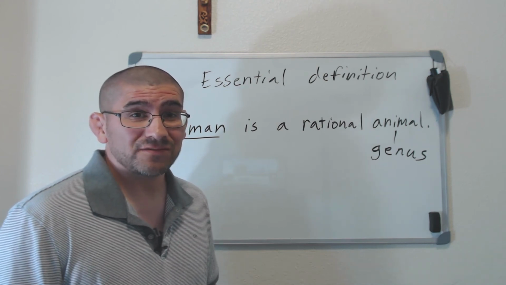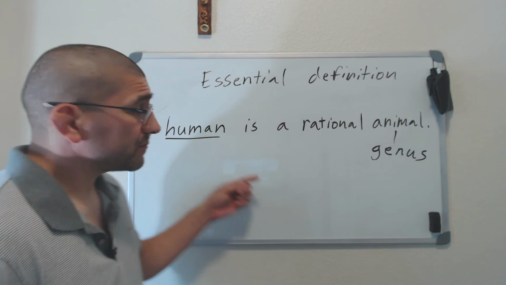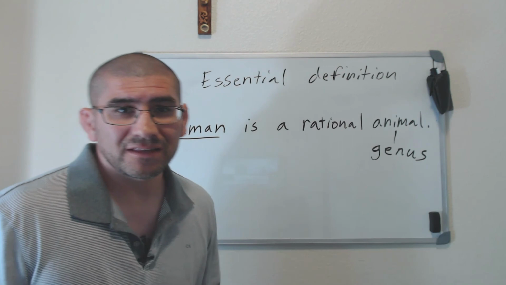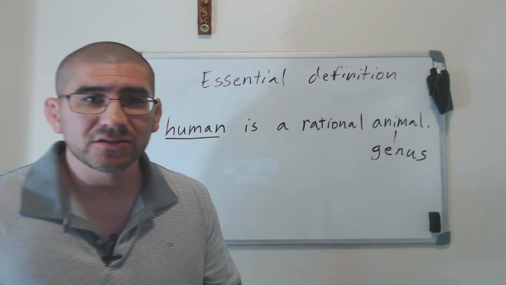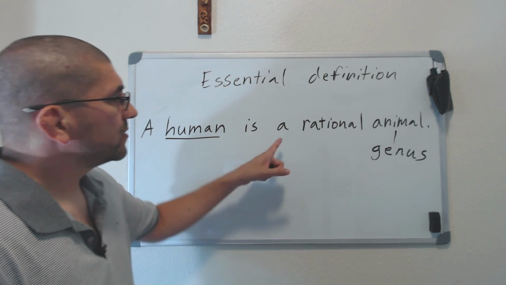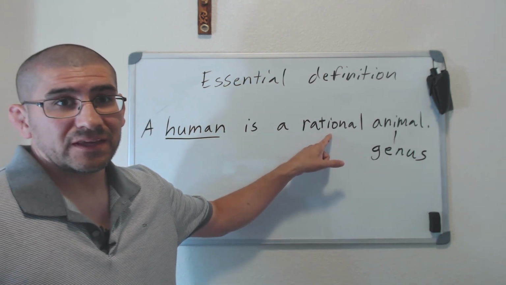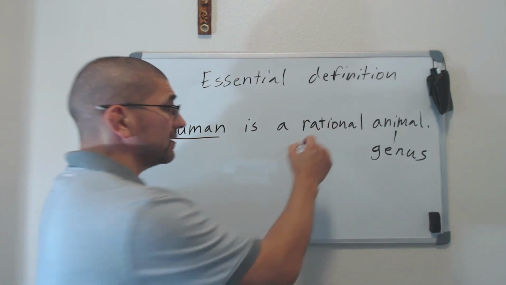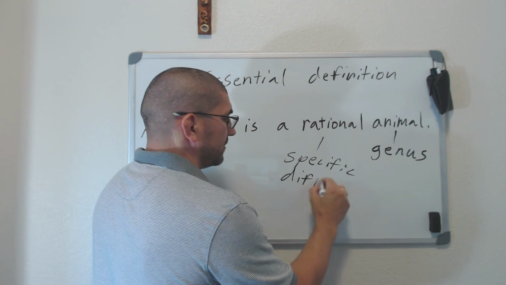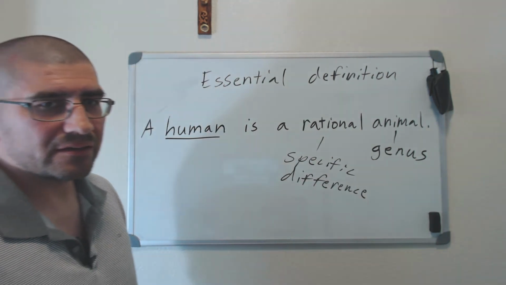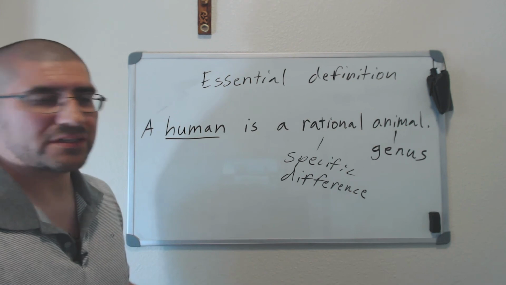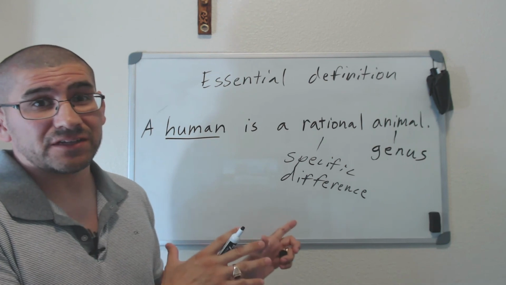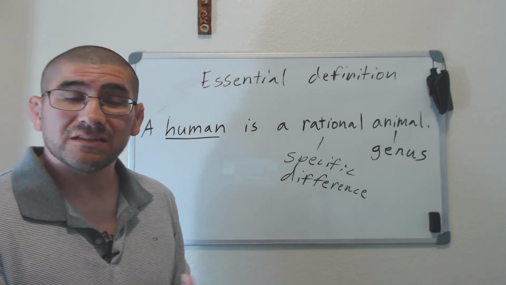That's what the specific difference does. It separates humans from the rest of the things in the genus. What are the rest of the things in the genus? Lions, tigers, bears, squirrels, snakes, right? So this, rational, is the characteristic that is doing the separating. This right here is the specific difference. How are human beings separated and made different from the rest of the animals? Rationality. According to Aristotle, this is an essential definition. It includes all human beings and doesn't leave any out.